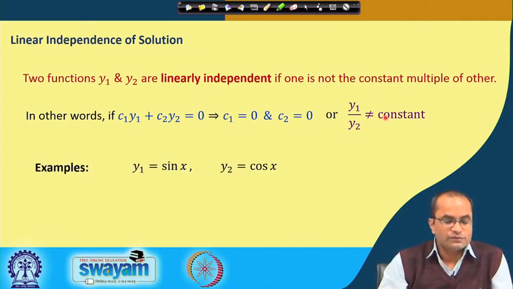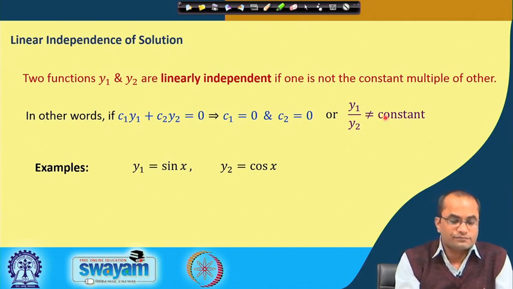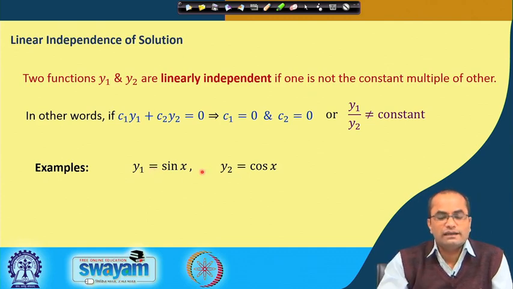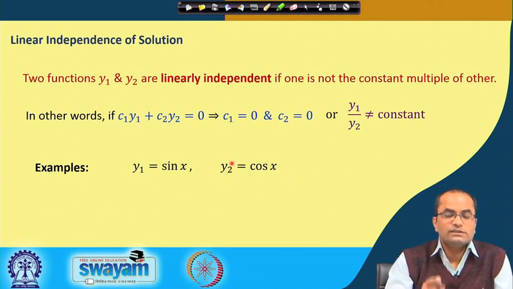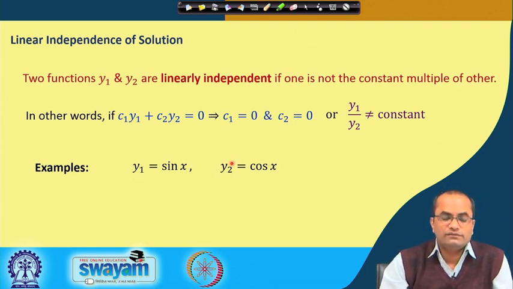So, some examples of this linear independence. For example, sin x and cos x: when you divide y1 by y2 we get tan x, which is not constant. So sin x and cos x are linearly independent functions.